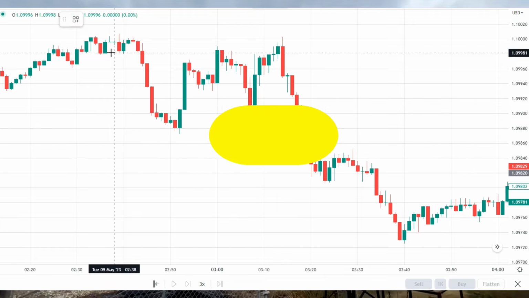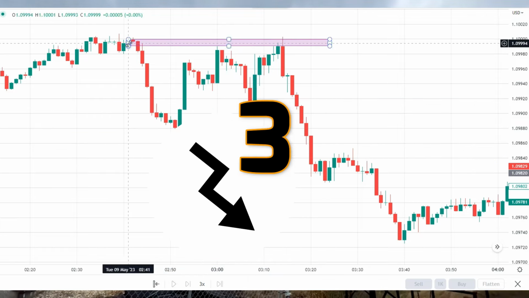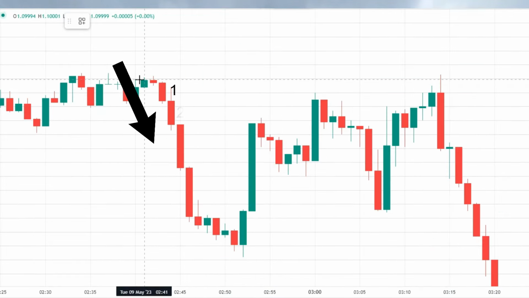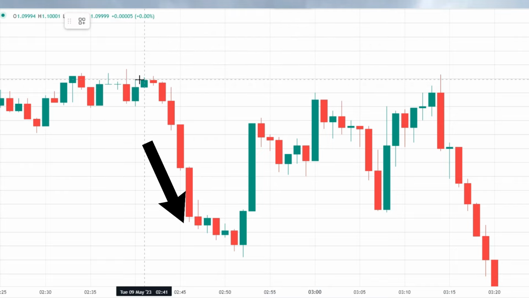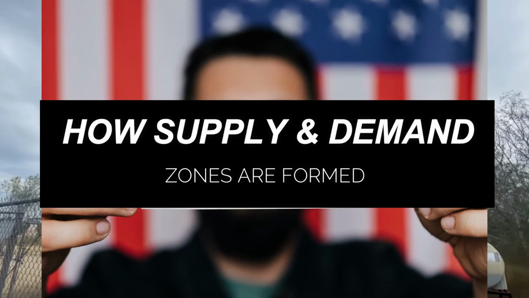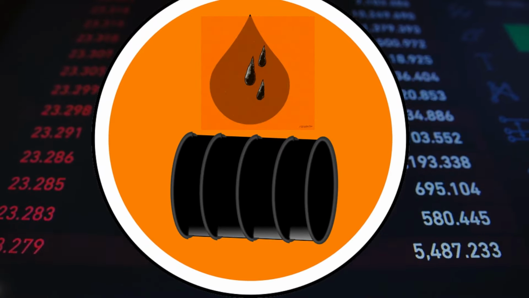This is one of the methods to find out if the big players are in the market. So when you see a sharp movement in the price and there are 3 to 4 candles in the same direction, it is an indication of institution entry. However, it is important to understand how supply and demand zones are formed. Let's take a real-world example rather than boring supply and demand zones.